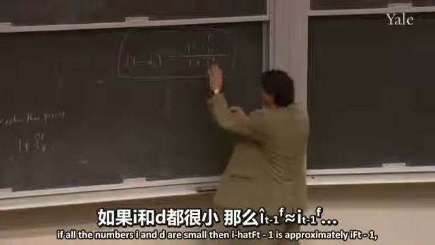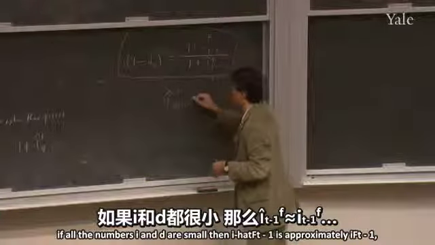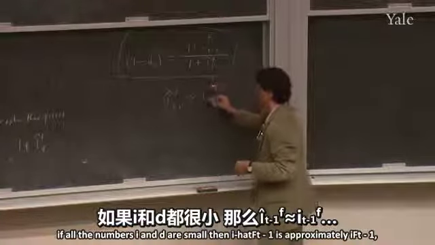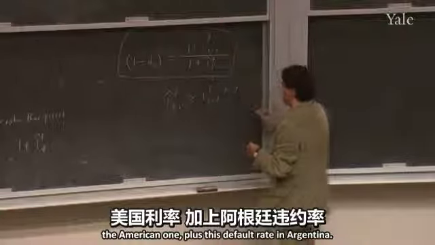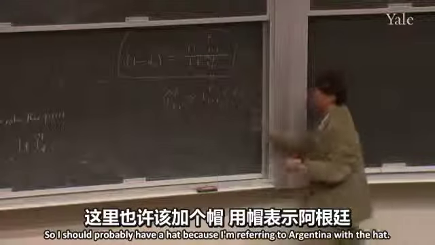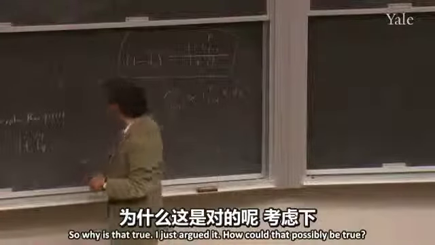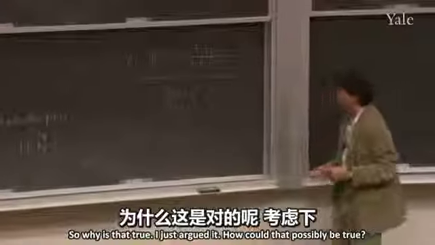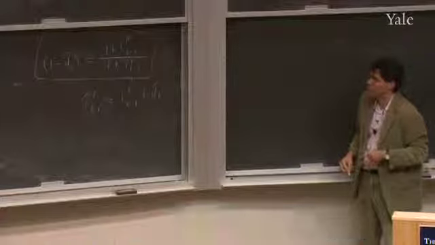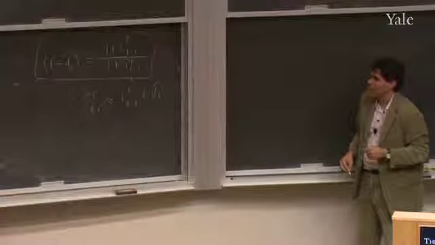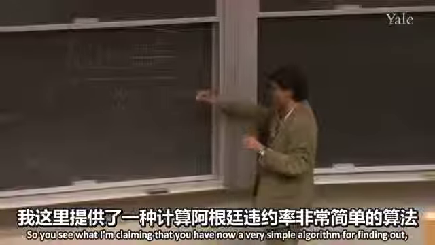Basically, if all the numbers i and d are small, then i hat t minus 1 is approximately i t minus 1, the American one, plus this default rate in Argentina. Okay, so I should probably have a hat because I'm referring to Argentina with the hat. Okay? All right, so why is that true? I just argued it. How could that possibly be true? Okay, so you see what I'm claiming?